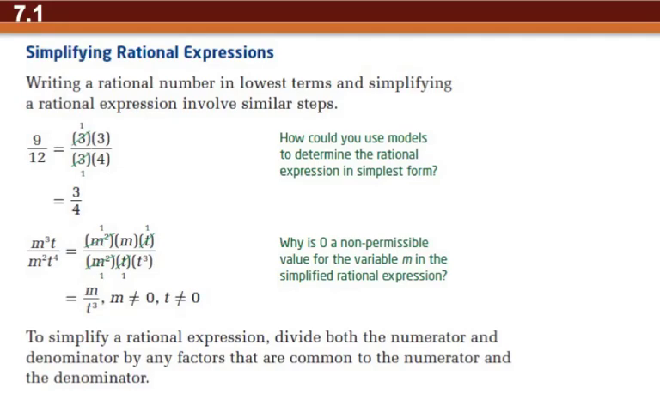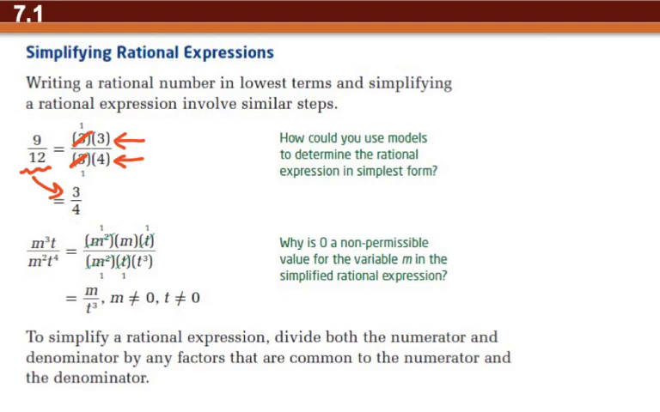So now that we've looked at finding non-permissible values, now we need to look at the other side of rational expressions, and this is simplifying them. So think of a rational expression as a fraction such as 9 over 12 here. We can see that we can divide both of those by 3 and simplify it down to 3/4. A different way of looking at that in a more formalized way is to actually write out 9 as 3 times 3 and write out 12 as 3 times 4. We can see at this point the 3's that are common can cancel, and we're left with 3 over 4.